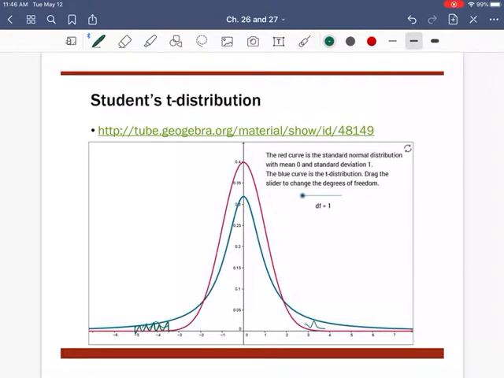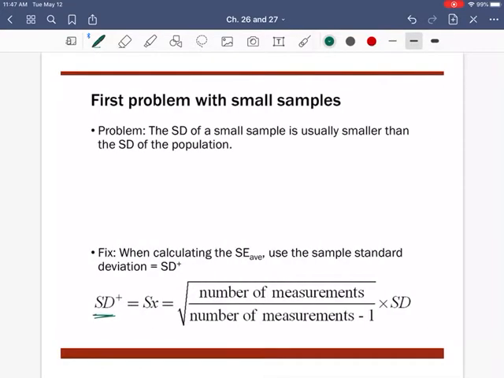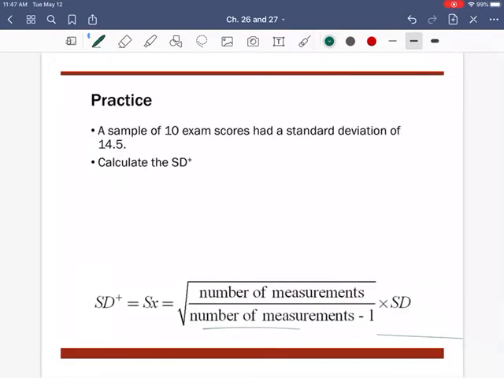The central limit theorem that guarantees it will follow the normal curve doesn't work here because it's not a large sample. So the t-distribution looks like this. There's more area in the tails here, and it changes based off of the sample size. If your sample size is 3, it's going to look something like this. If your sample size is 20, it's going to look something like this. So it changes based off of your sample size.